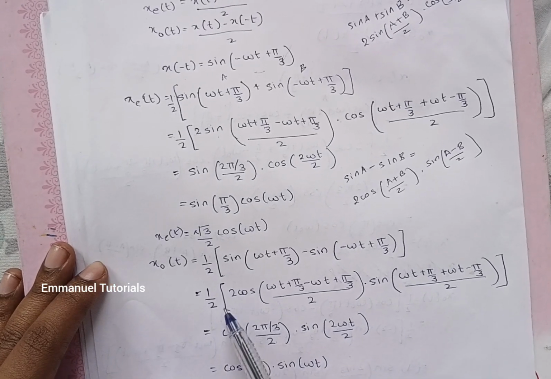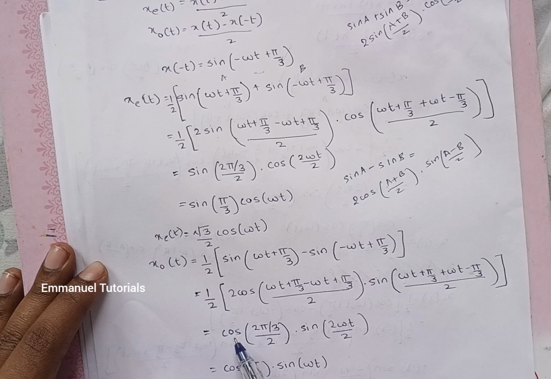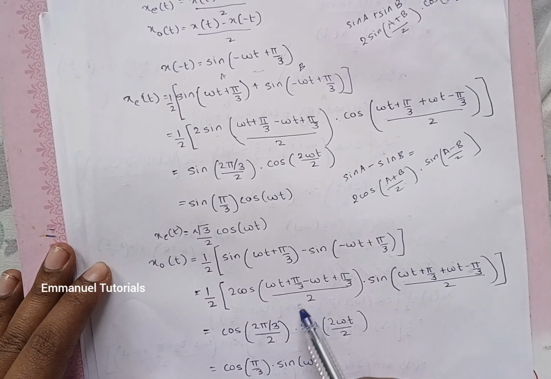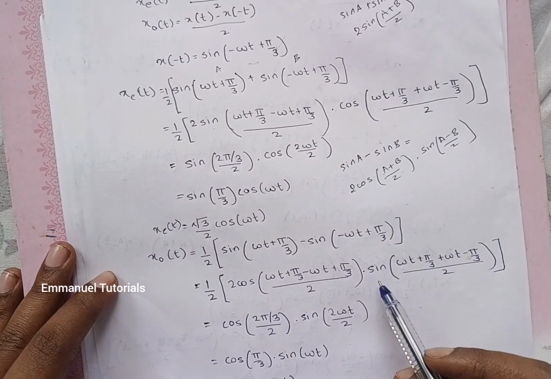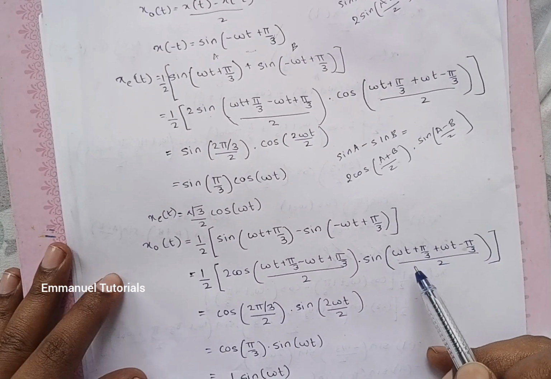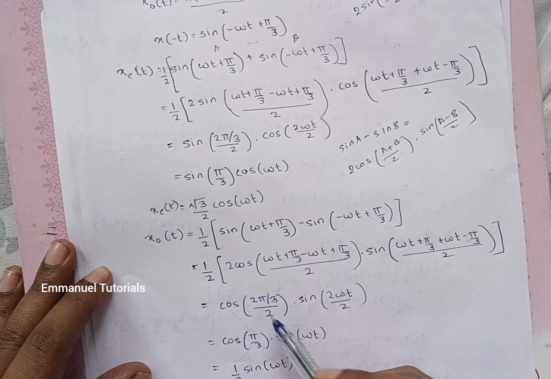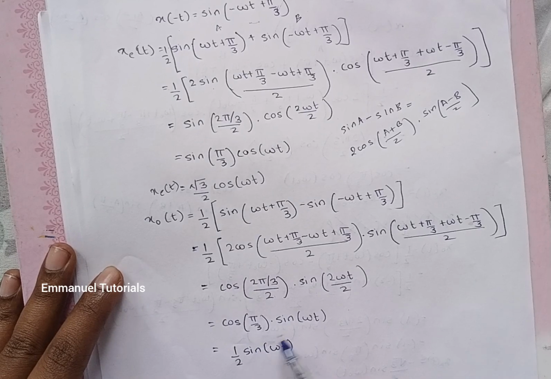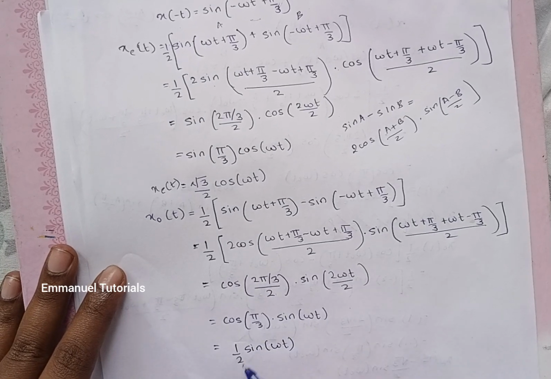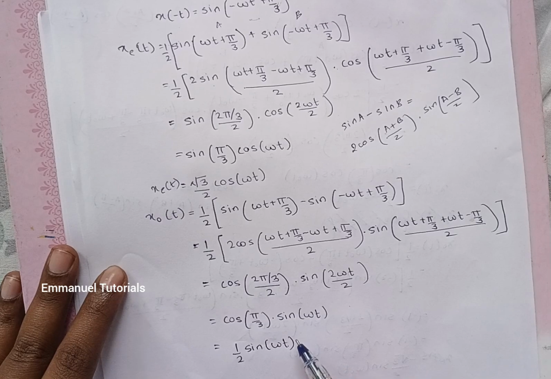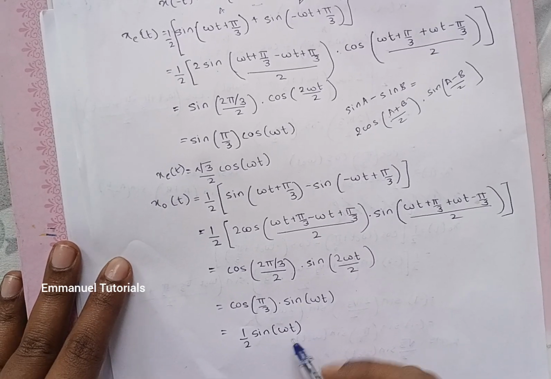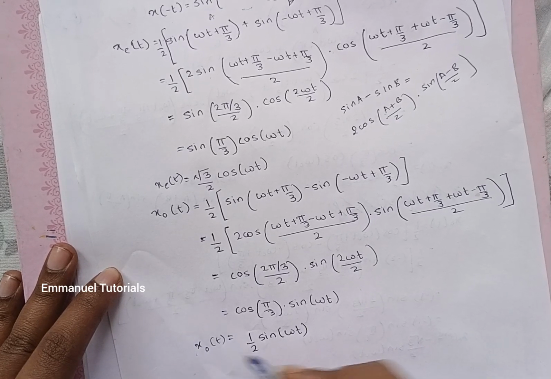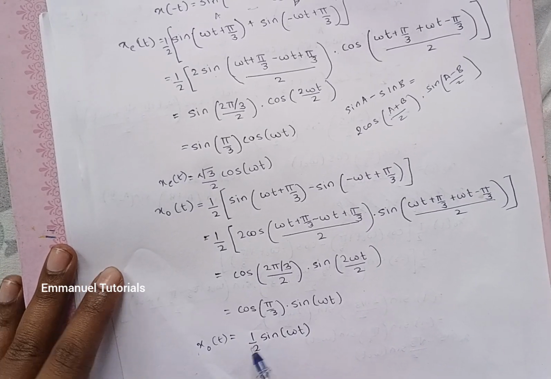In the next step, half and 2 will get cancelled. So it will be cos 2 pi by 3, because omega t gets cancelled, 2 pi by 3 by 2, multiplied by sine 2 omega t by 2. 2 and 2 again get cancelled. So what we'll have is cos pi by 3 multiplied by sine omega t. Cos pi by 3 is half, and sine omega t will come as it is. So what we have in the final step will be half sine omega t. So this is our odd part.